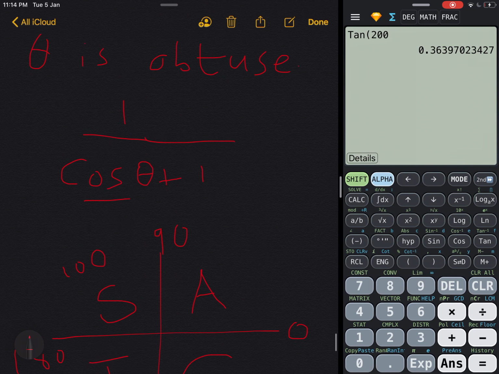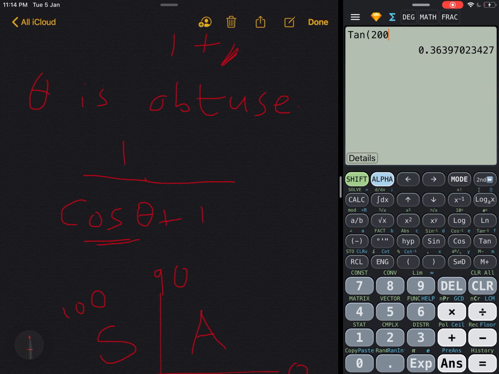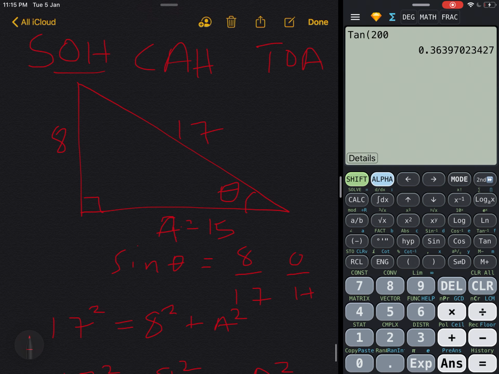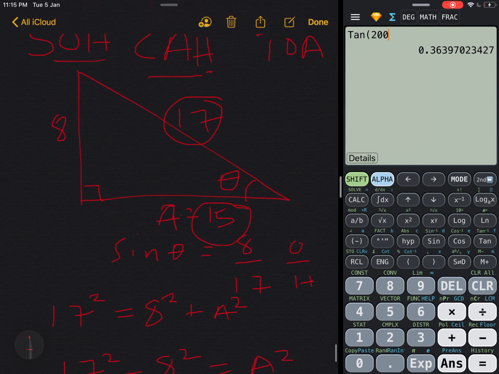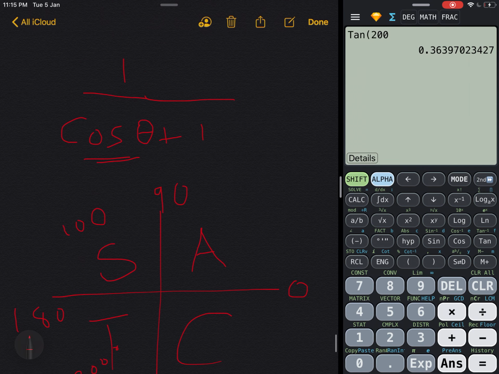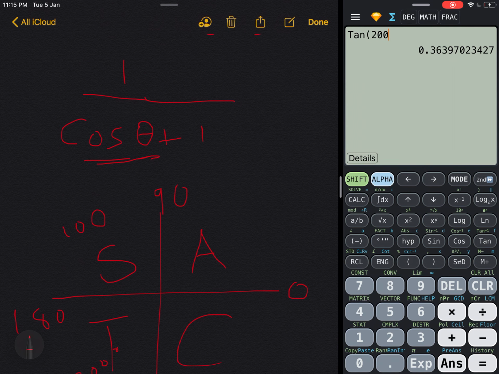Remember, we are still supposed to find the value of 1 over cos theta plus 1. CAH says that cos theta should be equal to the adjacent, which is 15, what we just found, over the hypotenuse, which is 17. But mind you, the angle theta is an obtuse angle, which means it lies in the second quadrant between 90 and 180. And what we know about this quadrant is only sine of angles in this quadrant have positive values. So the answer we are going to get for cos of an angle in this quadrant should be a negative answer.